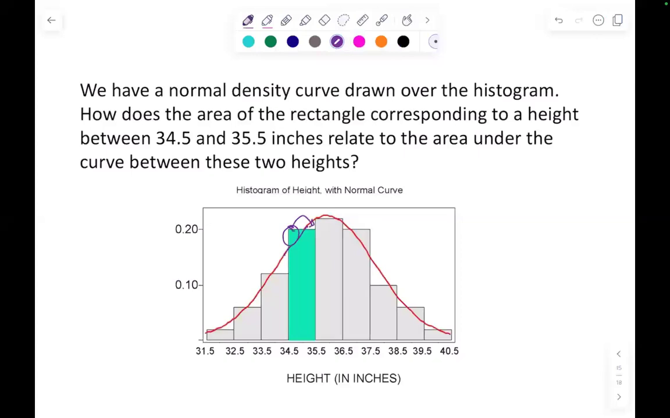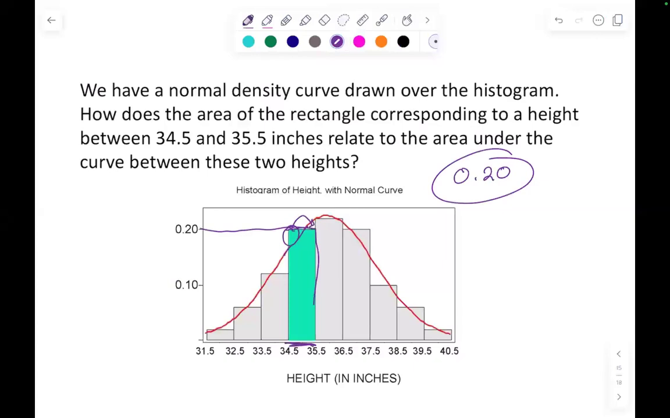If I took this right here, this 20% right there, and the height was 0.20, and multiplied it by this distance here by 1, there's about a 20% chance of randomly choosing a child between 34.5 and 35.5. That's basically where our probabilities come from.